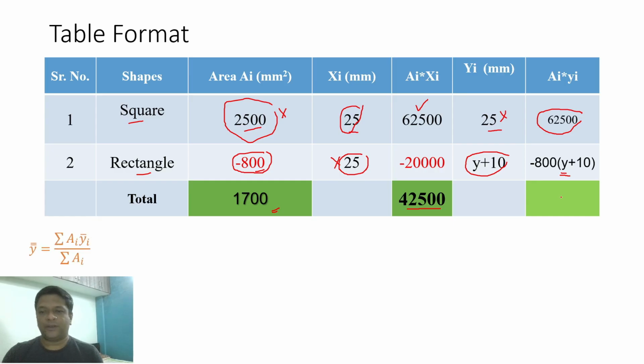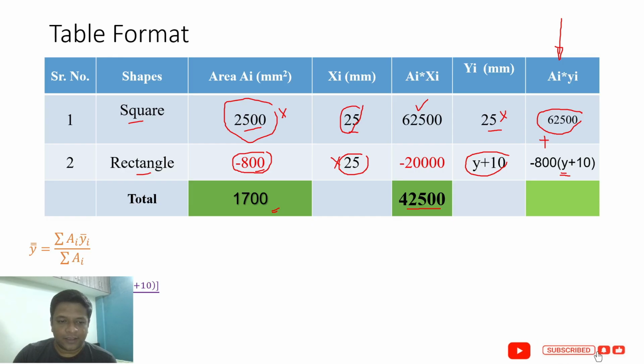Now by formula we know, because it is only related to the y terms, since the y value is to be calculated, y bar is nothing but summation of ai yi bar divided by summation of ai. Here the value of y bar is already given in the statement. Y bar is equal to 20. Now what is summation of ai yi bar? It is the addition of 62,500 plus minus 800 into y plus 10, divided by summation of ai. Summation of ai is the addition of this column, which is nothing but 1700.